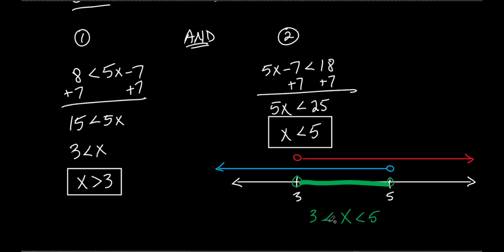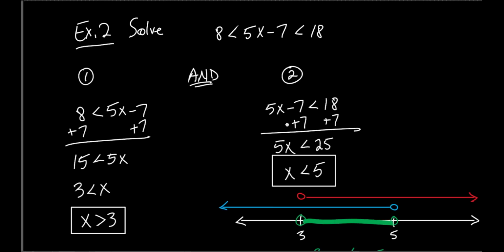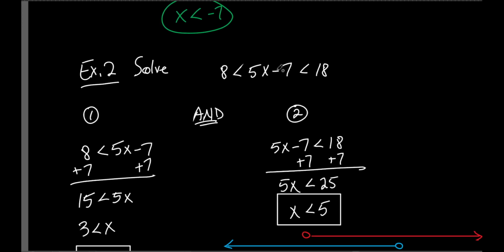What does it mean? It means x could be any number, what? Between, good, 3 and 5. All right? Well, yeah, it could be decimals, it could be fractions, right? Now, if you went whole numbers, 4 is the only one. So let's just try it. Let's see if it actually works.